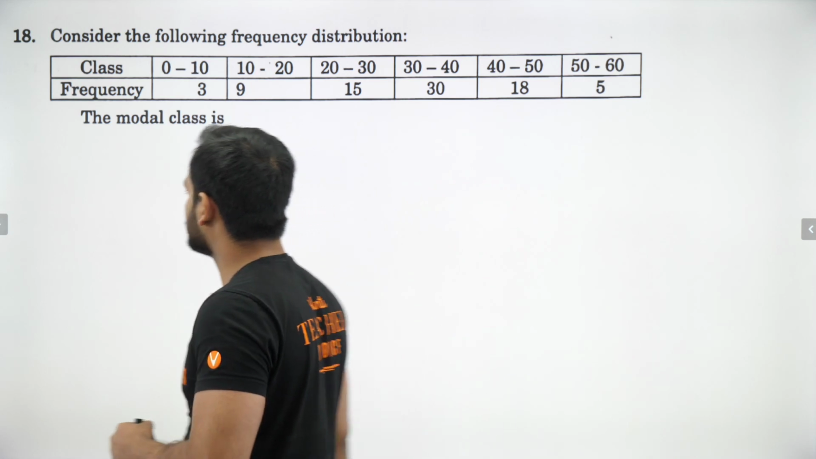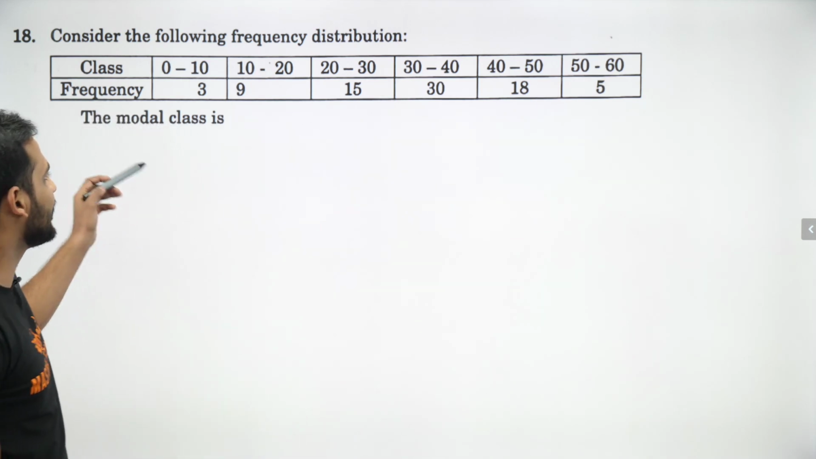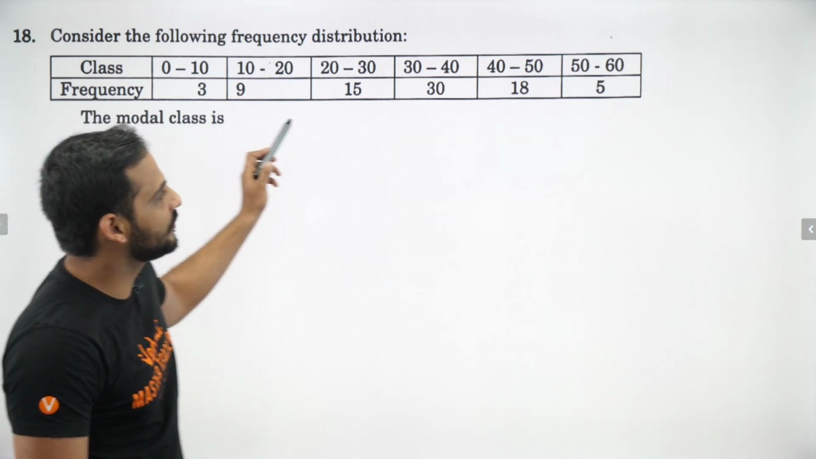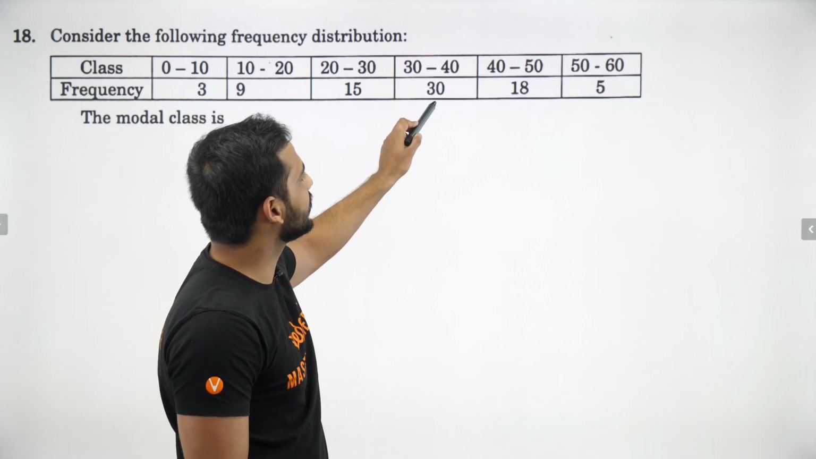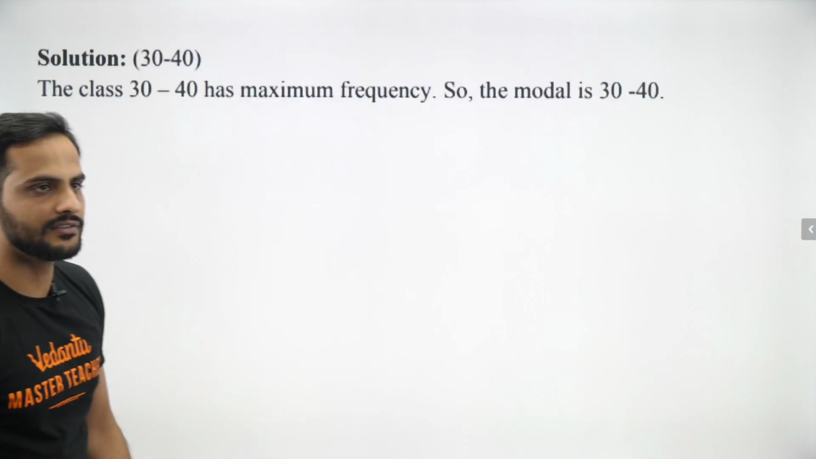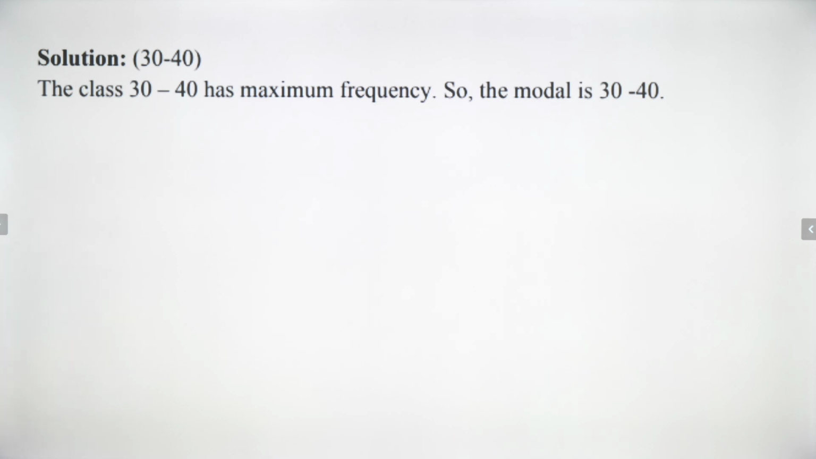Consider the following frequency distribution table. The modal class. जल्दी से, modal class means what? The class who is having the highest frequency. बस 30 is the highest frequency, 30 to 40 is the modal class. खत्म, और क्या यार, बहुत easy है. Very good. 30 to 40.